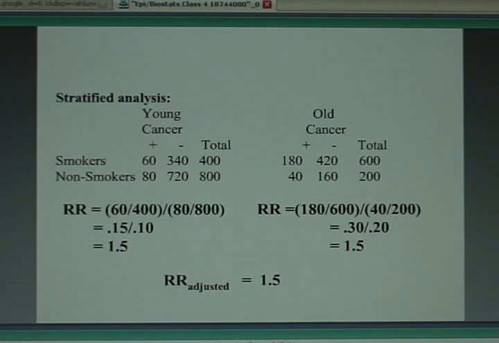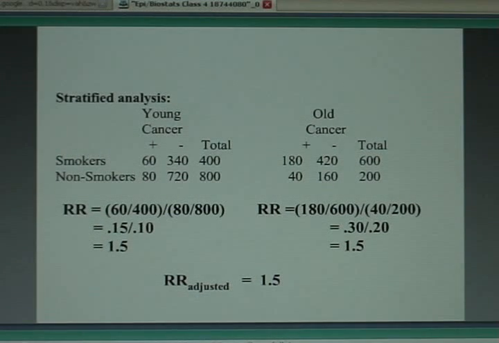So what's happening here? When I just look at young smokers compared to young non-smokers, I get a message that the risk ratio is 1.5. If I compare old smokers to old non-smokers, I get the message the risk ratio is 1.5. No matter what age group I look at, smokers have roughly a 50% increase in their risk of getting disease, a risk ratio of 1.5.